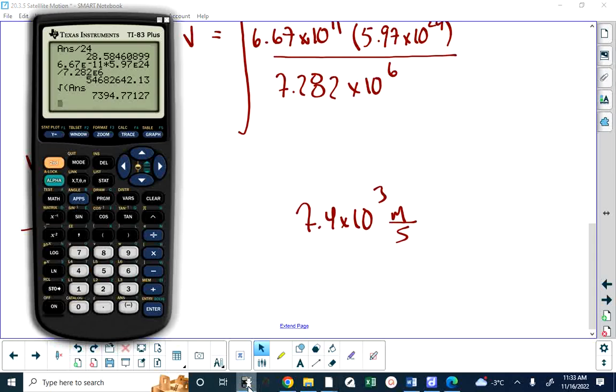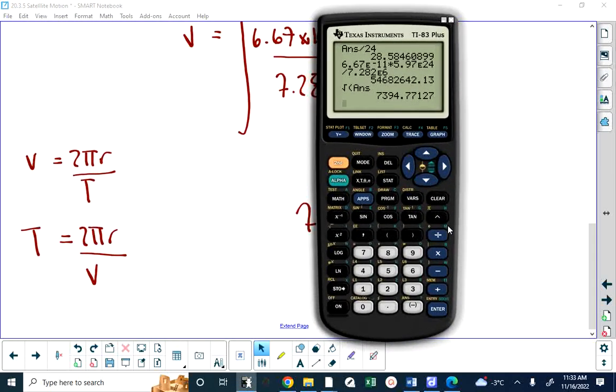I'm just going to save a bit of time here and do it all on my calculator. 2 pi times the 7.282 multiplied by 10 to the 6 divided by the speed, which is the number on my calculator. That's the length of time. I mean, it's moving fast, but it's going to take a little bit of time here. That's the time in seconds. If you divide by 60, this is the time in minutes.